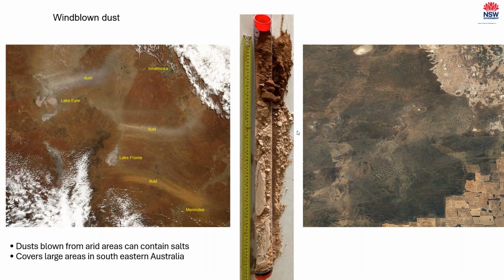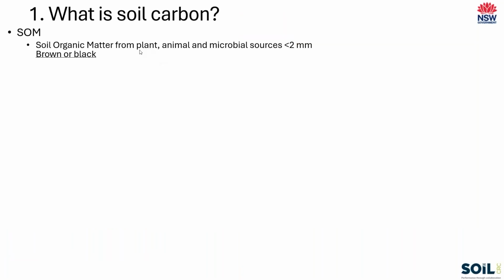So lots of differences in our soil types that influence how they operate and the accumulation and cycling of organic matter and carbon. On to carbon. What is it? As I've touched on, it's part of organic matter.